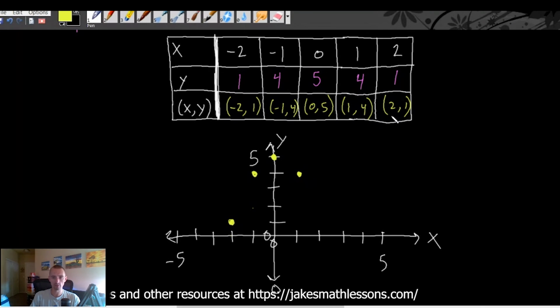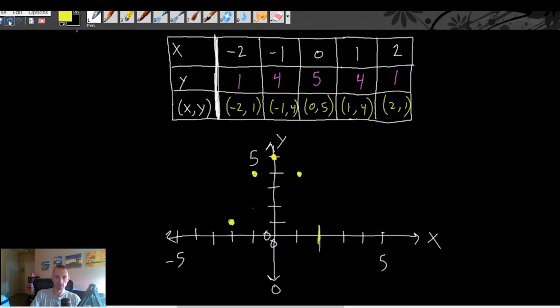And then lastly, we have 2, 1. So 2 is our first number. We're going to move left or right first. Since it's a positive 2, we're going to move 2 units to the positive direction. So that puts us right here. So this point is going to be somewhere above or below this dash right here. Our second number is +1. We're going to go 1 unit up from there. So then we have that.